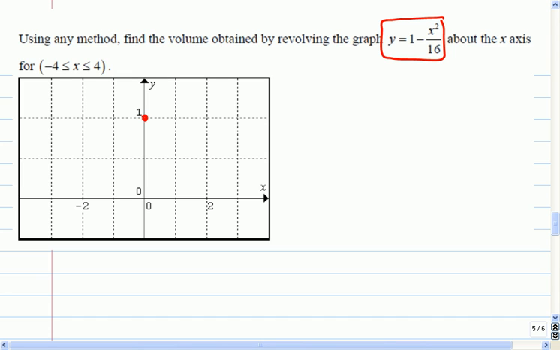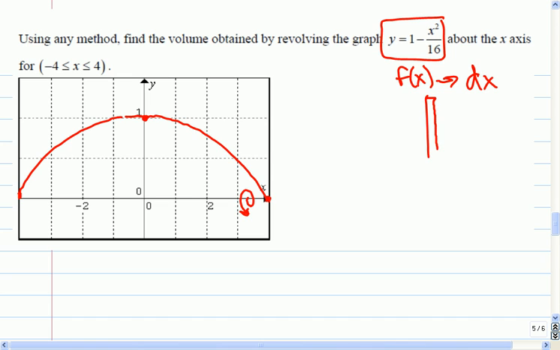So before we make any decisions, let's get a good graph happening. So this is roughly what that parabola looks like. Okay, and it says it's revolving it around the x-axis, so it's going this way. And this is a function of x, so that means I would like to use dx. Dx, again, is the vertical bar. It's becoming sliced thinner and thinner. So in my picture, this is what one of those bars might look like.